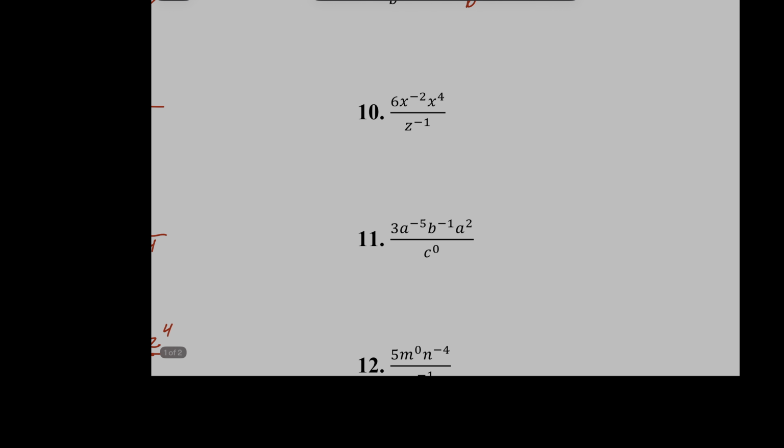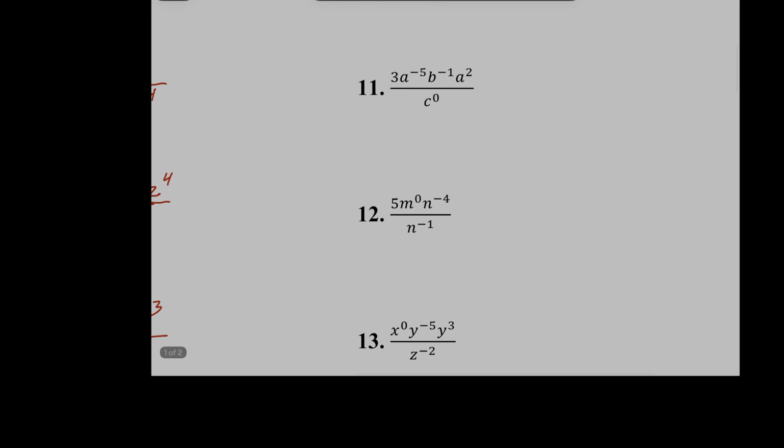All right, let's keep going on this. I'm going to have my 6 right here. And now I got to do my x squared and my x to the 4th. That just becomes an x squared, z to the negative 1. Now I'll just flip that, 6x squared z 1. All right, let's go on to number 11.